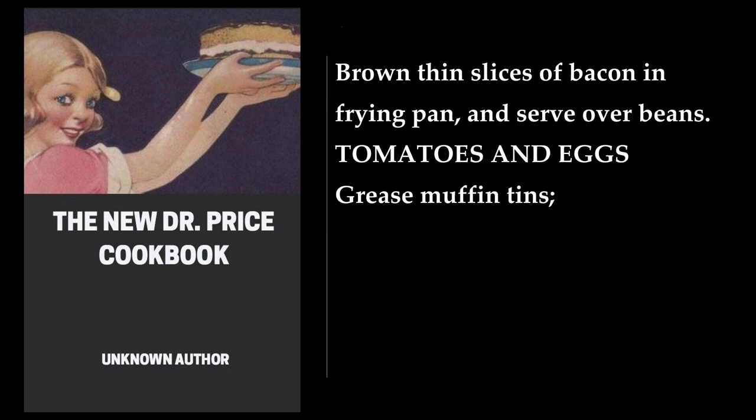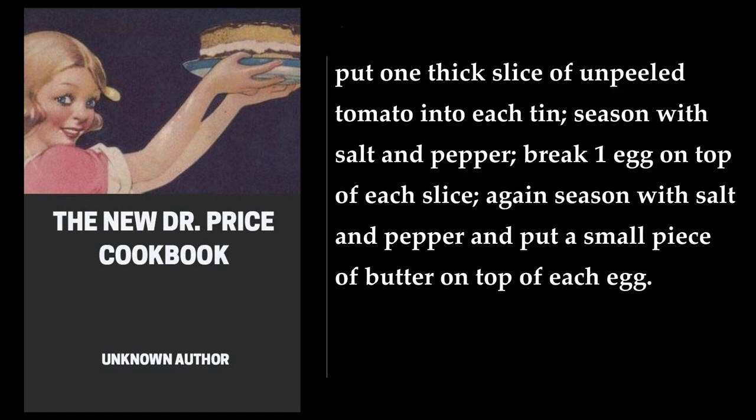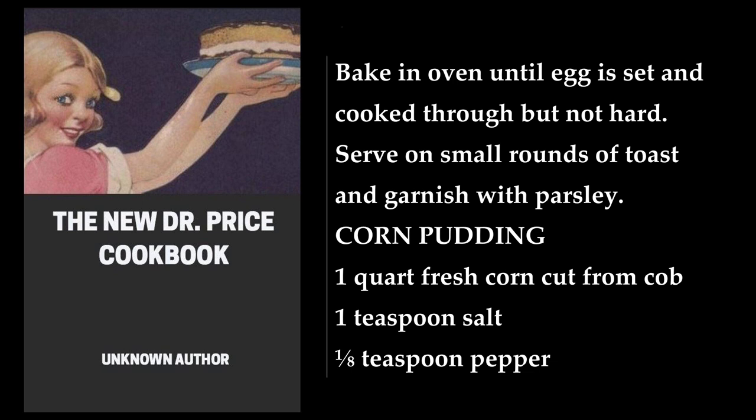Tomatoes and eggs. Grease muffin tins. Put 1 thick slice of unpeeled tomato into each tin, season with salt and pepper, break 1 egg on top of each slice, again season with salt and pepper and put a small piece of butter on top of each egg. Bake in oven until egg is set and cooked through but not hard. Serve on small rounds of toast and garnish with parsley.